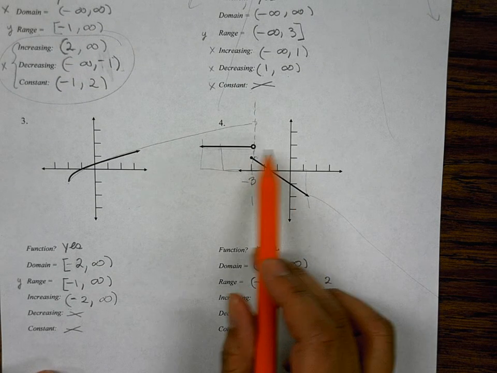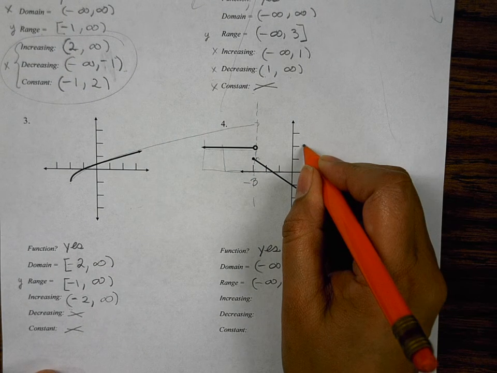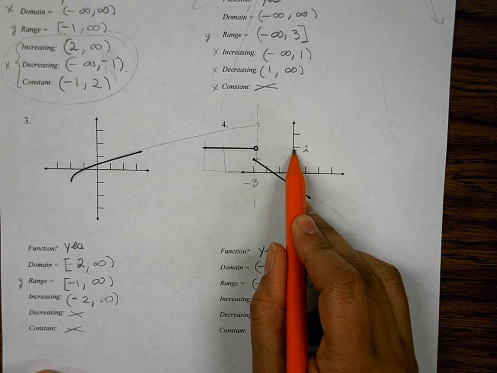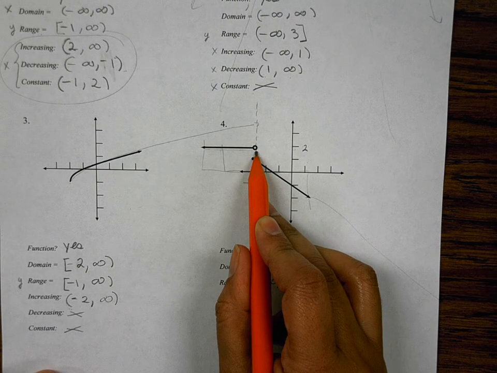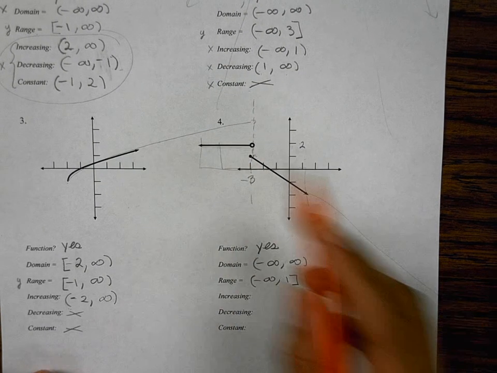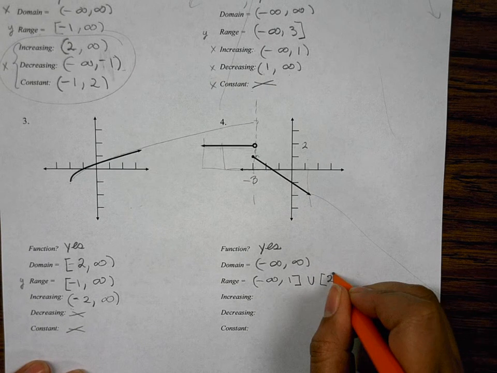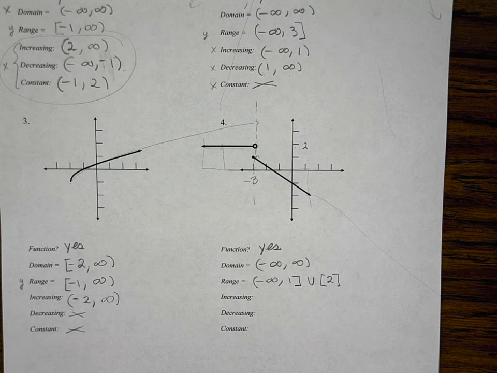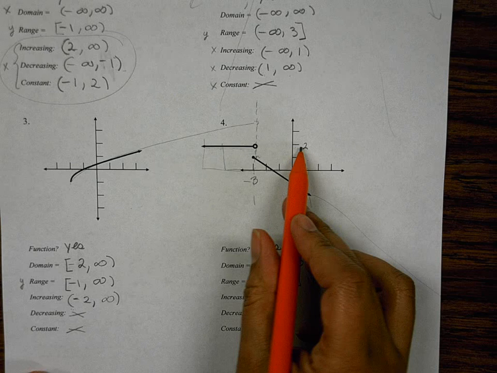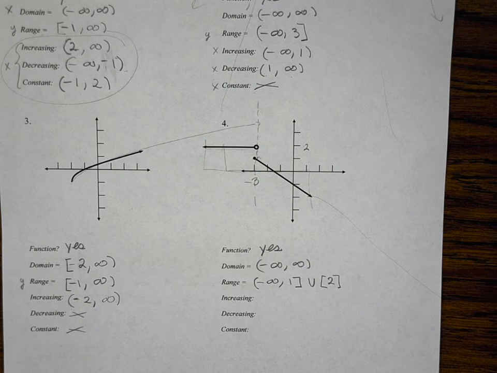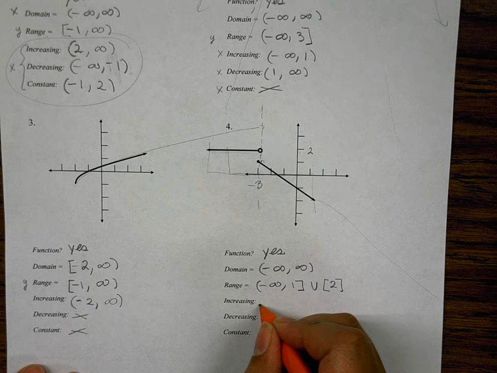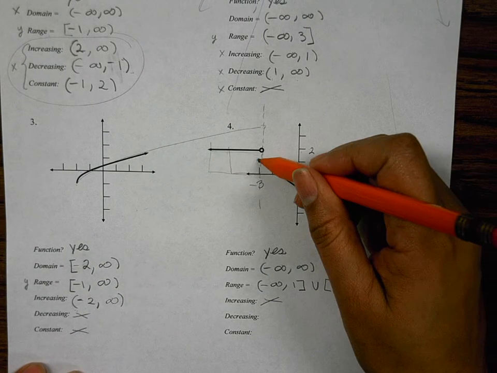Now it's open at this spot here, but it is closed at other spots. This is my y value of 2. So is there a graph at a y value of 2? Yes. It may be open at this one piece, but it's closed in at other pieces. So we would put union 2. The y value of 2 is a part of the graph. Okay, increase. Can you see that there's no increase anywhere?